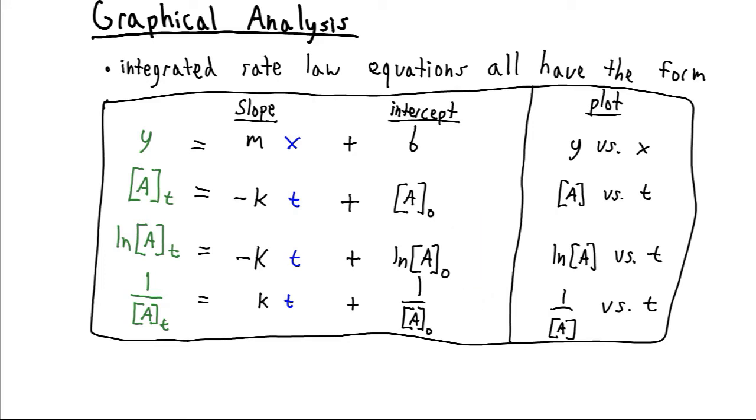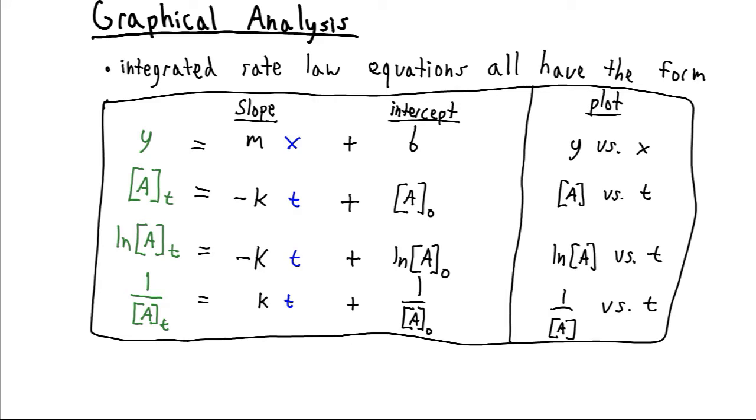And so if we know where the line intercepts for a zeroth order reaction, then we know that that's the initial concentration. If we know where the line intercepts the y-axis for a first order equation, we know that that's the natural log of the initial concentration. And so we can exponentiate it like we did in the previous example to get this into our initial concentration.